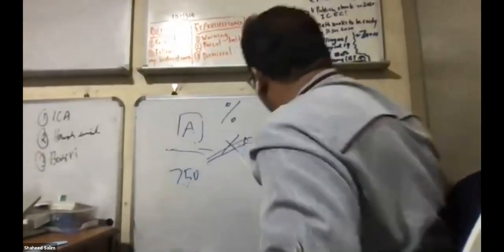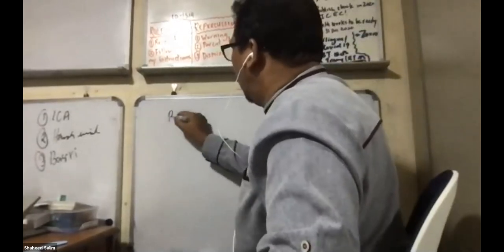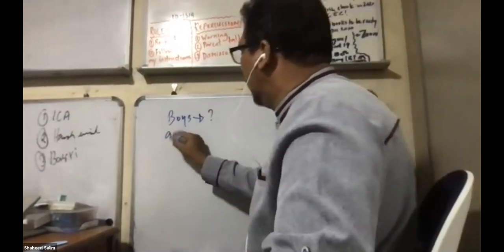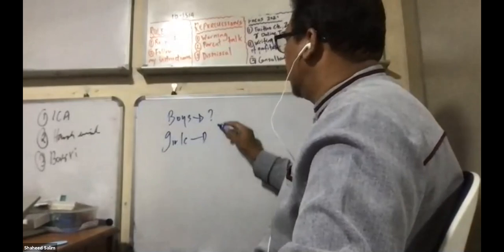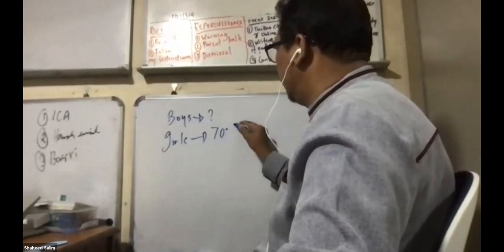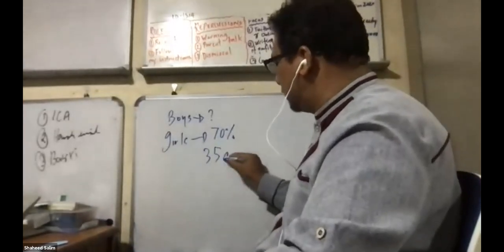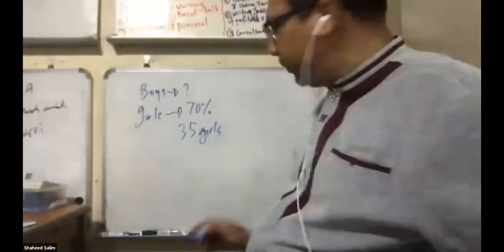Okay, we try now. I give you, let's say now, boys, we don't know. Girls, we know. How much is it? The girls is 70%. And there are 35 girls. Now, how to use this method? You want to find the boys, correct?